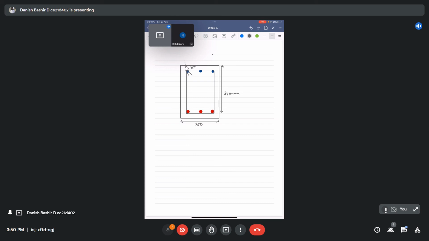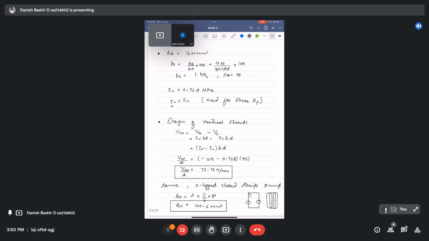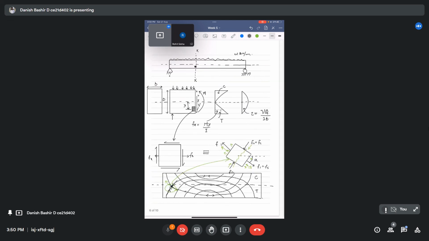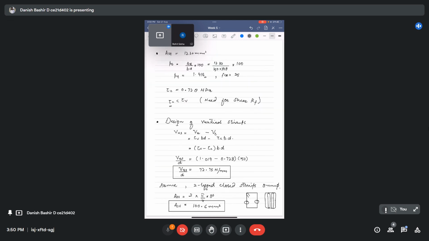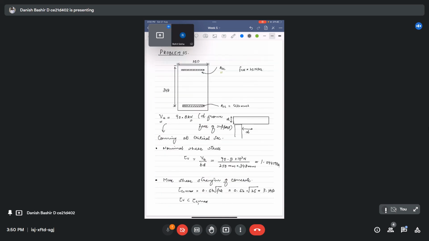This is the basics of the design of the shear reinforcement for our beams at the critical section. You can solve any problems by following these steps. Steps are very simple. First, you have to locate the critical section. After location of the critical section, you have to note down the factored shear force coming on the critical section. Since in the problem that I discussed here, shear force was already given, 90.8 kilonewton.